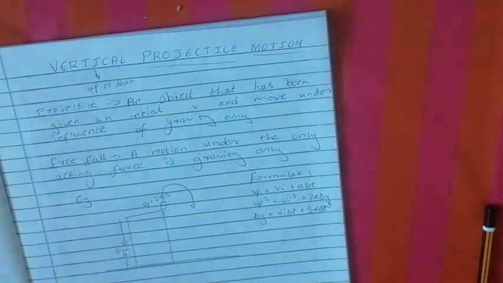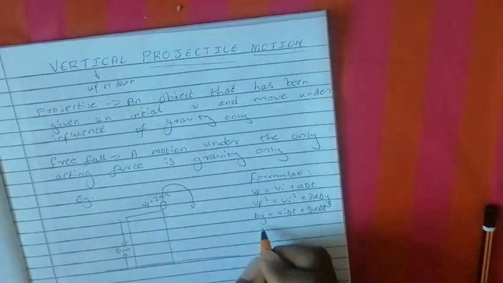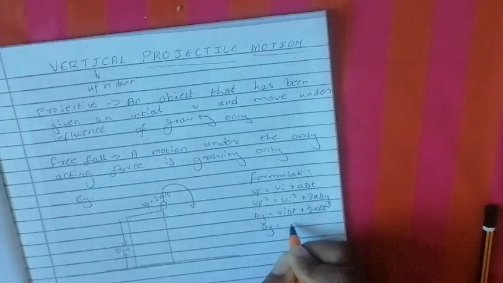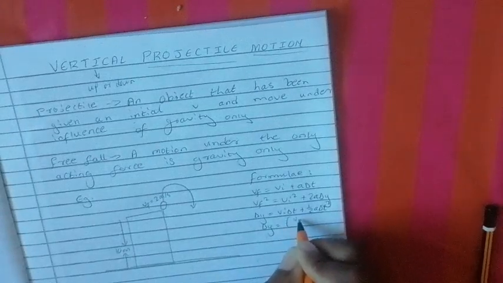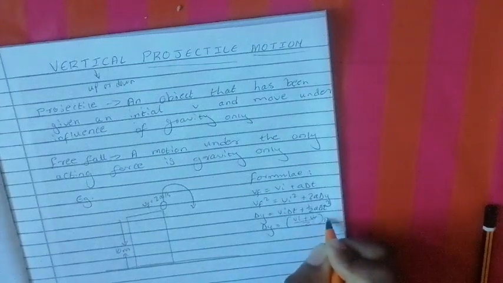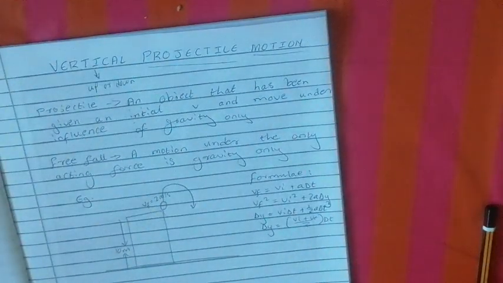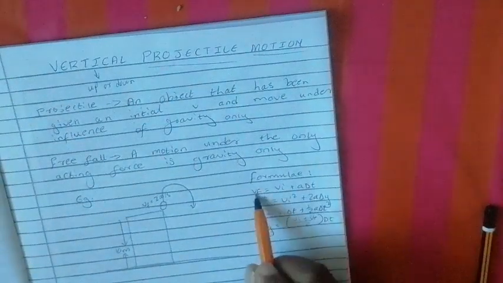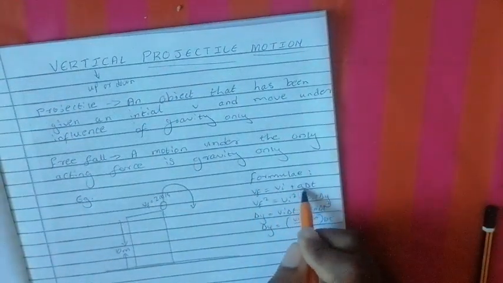The last one isn't very important, but I'll just write it in case. So, is it something like Vi plus Vf over 2? I never used this formula in high school. Something like this. This is our V final, V initial.